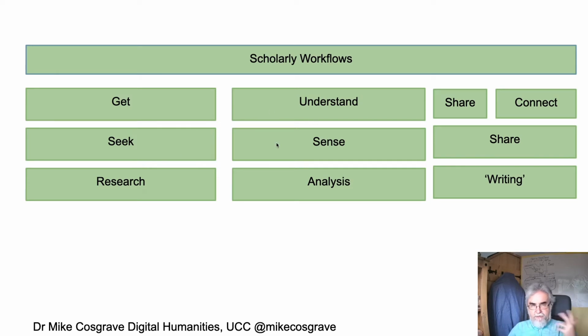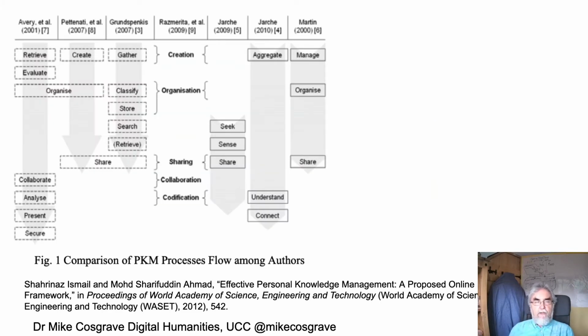The others, seek, sense, share, get, understand, share, connect, are also reasonably memorable. Get, understand, share, connect emerged from research on a number of scholarly workflows around 2012, and the authors who put that together mapped different stages of suggested scholarly workflows that sought to explain how academics and scholars and researchers work and what the stages of research are.